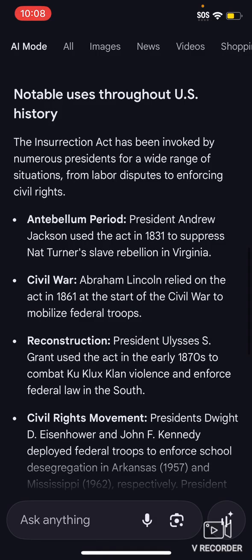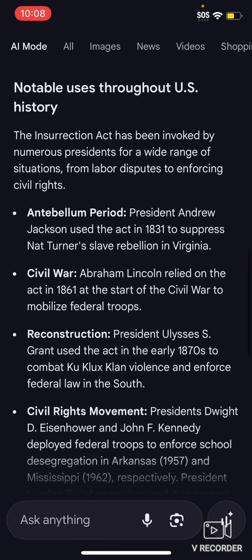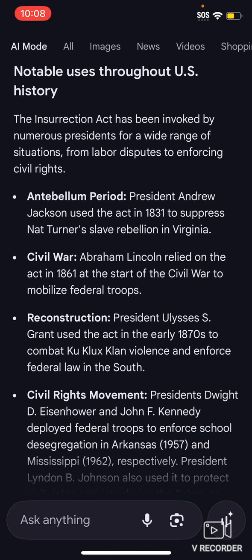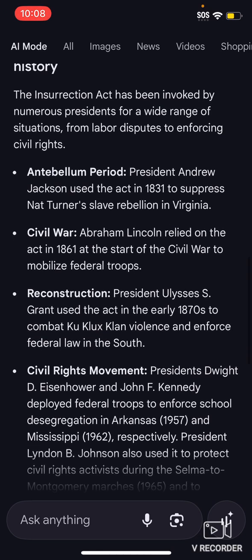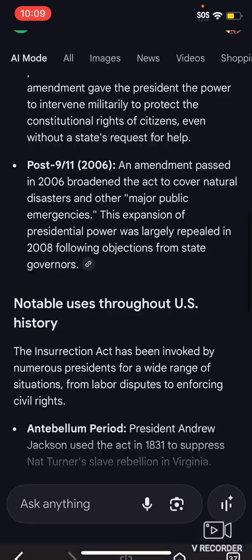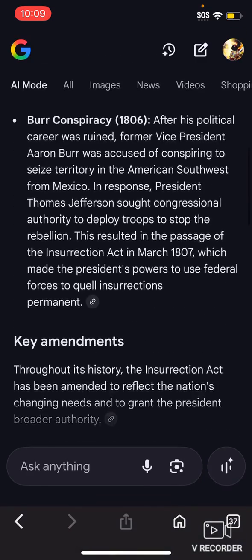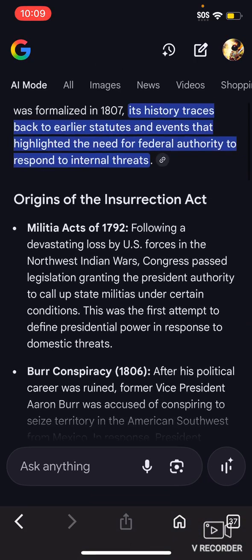It says antebellum period. It says President Andrew Jackson used the act in 1831 to suppress Nat Turner's slave rebellion in Virginia. Goes to show you what this is about. This act was put in there for really Jake, man. All right, now you'll see later on. So a lot of it was really put in, and then going into, as you can see, it said about the Indians, the so-called Indians, but you know that they are brothers.